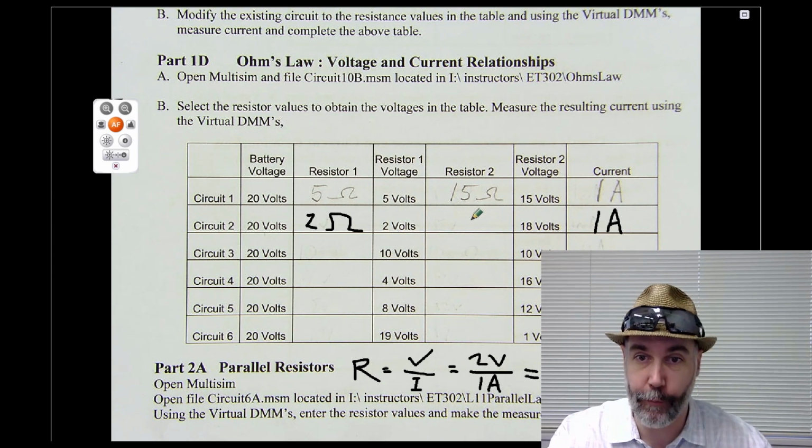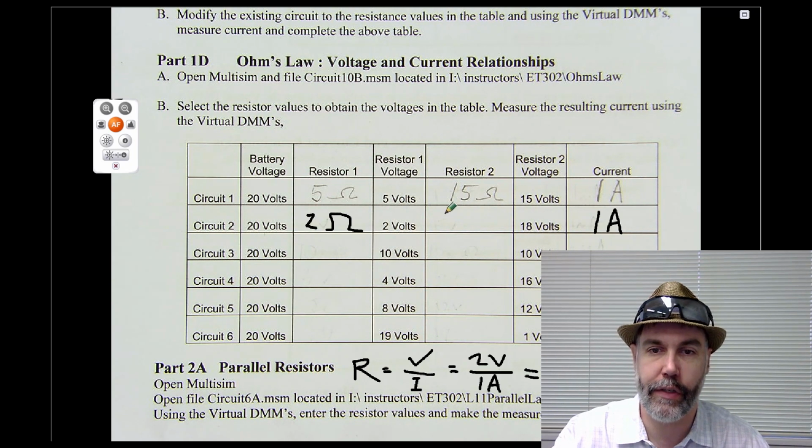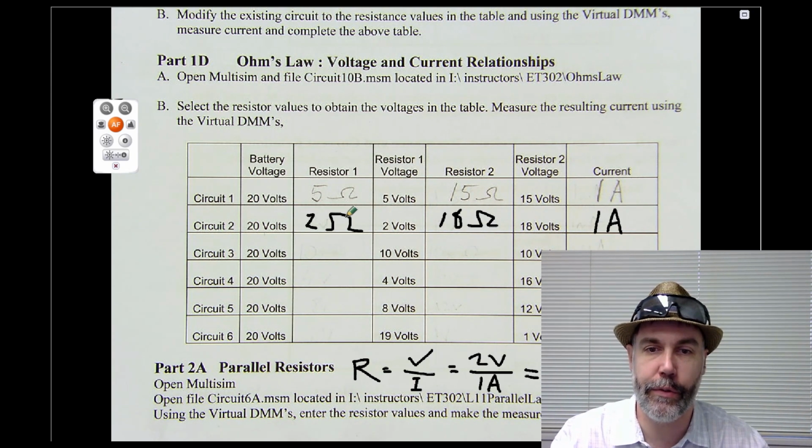You could do the same thing for resistor 2. Here you would have R is 18 volts over 1 amp. So what's 18 divided by 1? 18, exactly. So we'd have 18 ohms there. So if we pick those 2 values, then we should have 2 volts on the first resistor, 18 on the second one, and 1 amp altogether.